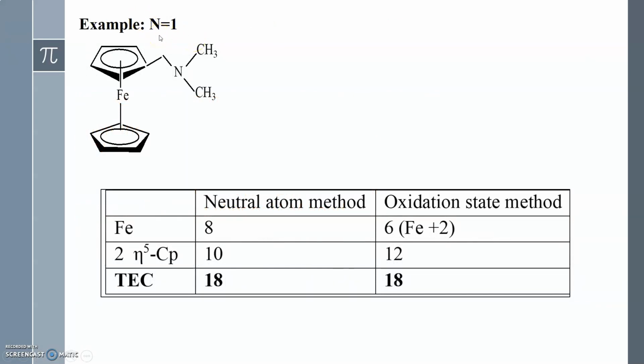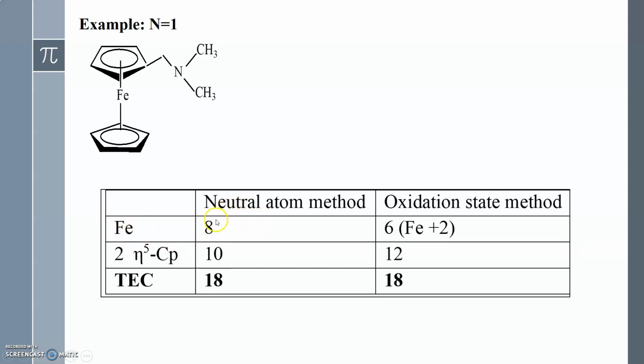Now, the first example is very simple because it contains only one metal atom, so nuclearity is equal to 1. The central atom present here is iron. The calculation is given for the neutral atom method as well as for the oxidation state method. The cyclopentadienyl ligand is considered with a formal charge of -1. That is why iron is considered to be in the +2 oxidation state. In the neutral atom method, no oxidation state will be assigned to the central atom, so iron will be considered in the 0 oxidation state.